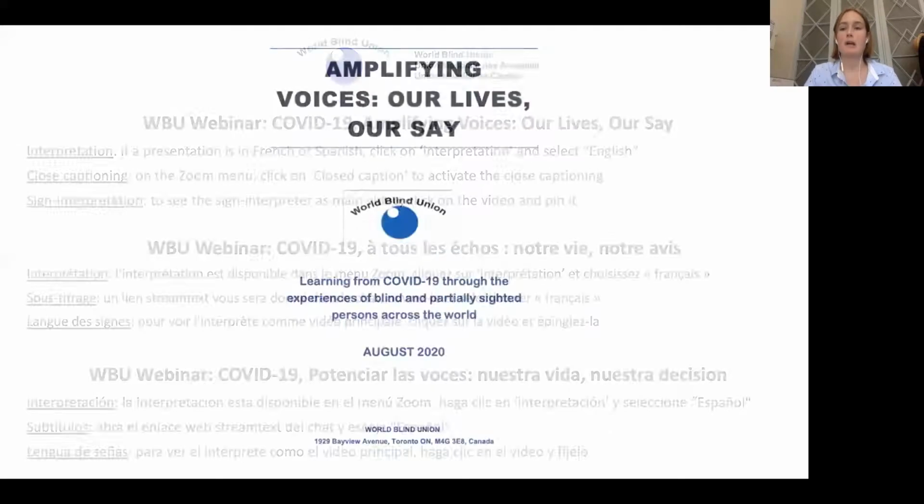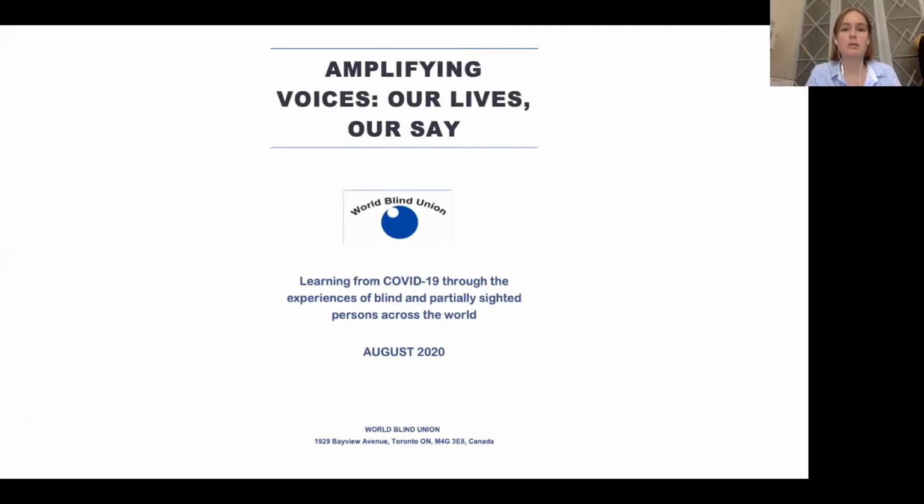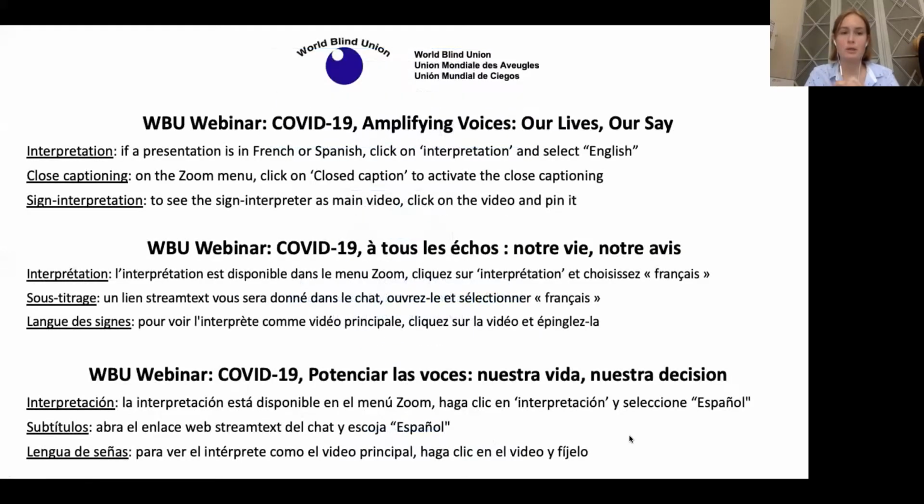Then we also have captioning available for this session. For this, again, you just go on the Zoom menu at the bottom and you have closed captioning. You just click on it and it will activate them so you can see the captioning. And lastly, we have a sign interpreter as well. If you want to see the sign interpreter as your main video, you need to click on the video and pin it so you can see it more clearly and not just as a small video.